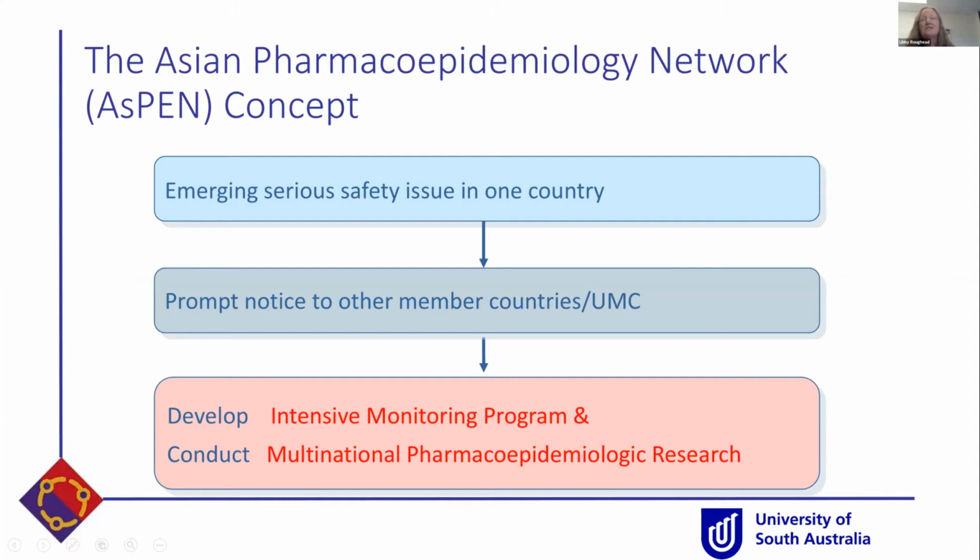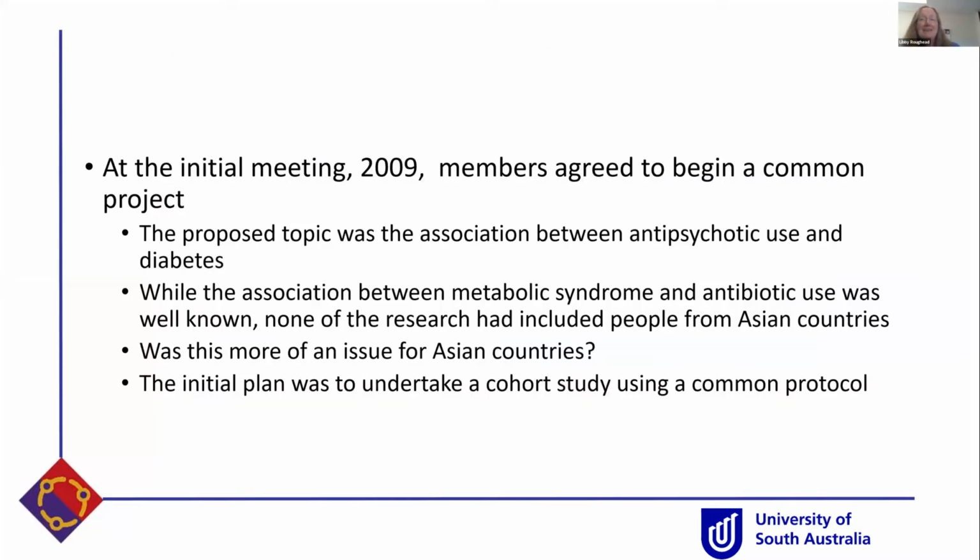So what happened was this concept, because Asia was a neglected space for medicine safety, that we would set up the Asian Pharmacoepidemiology Network. We'd have an emerging serious safety issue in one country, and we'd tell other countries in the region about it and see if we could set up an intensive monitoring program and do this research.